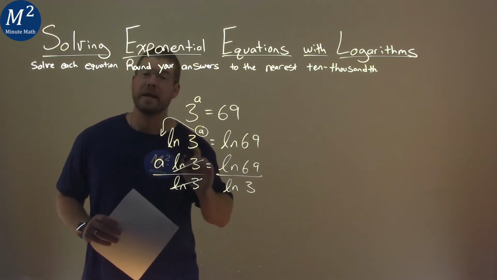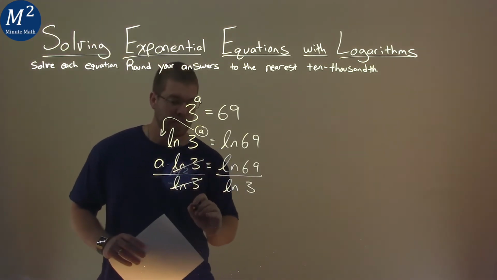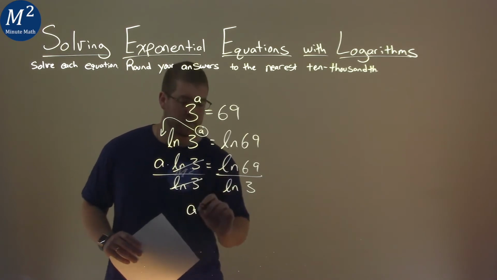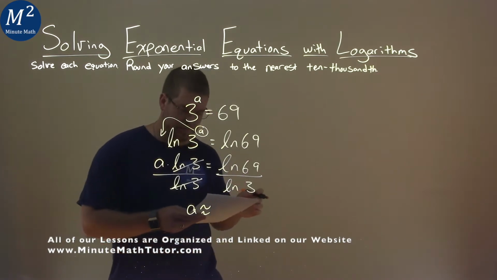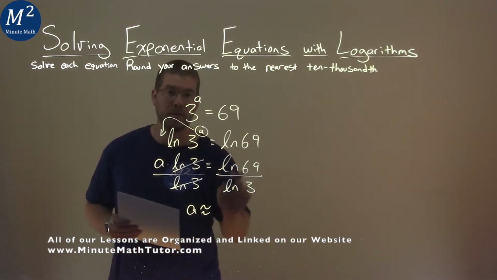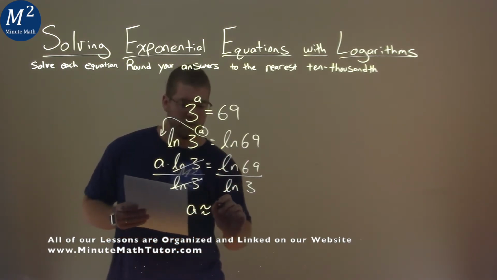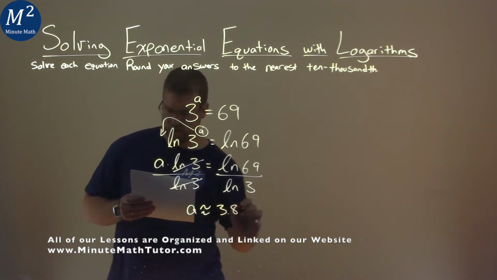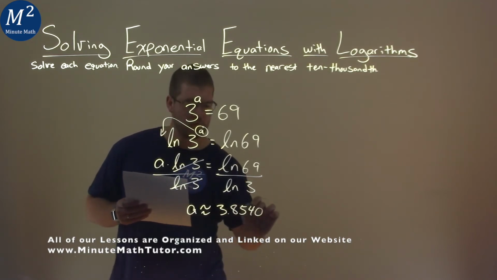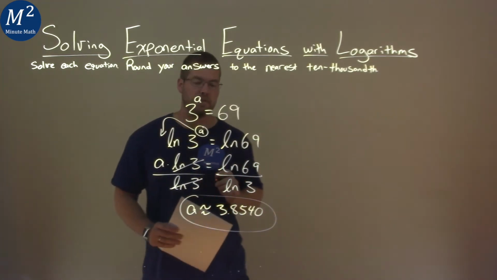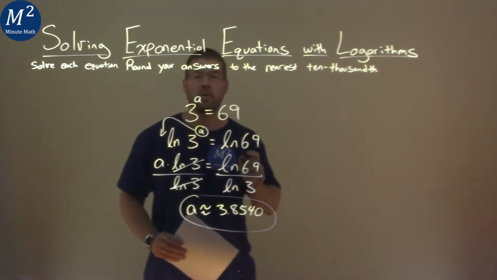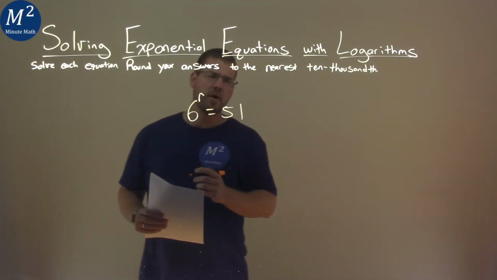Natural log of 3 cancels on the left-hand side, giving us a by itself. Now this is going to be approximate here, but when we use our calculator, natural log of 69 divided by natural log of 3, and we round it, we get approximately 3.8540. And so our final answer here is a is approximately equal to 3.8540.